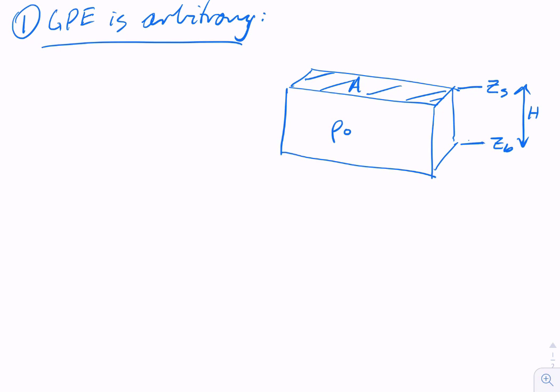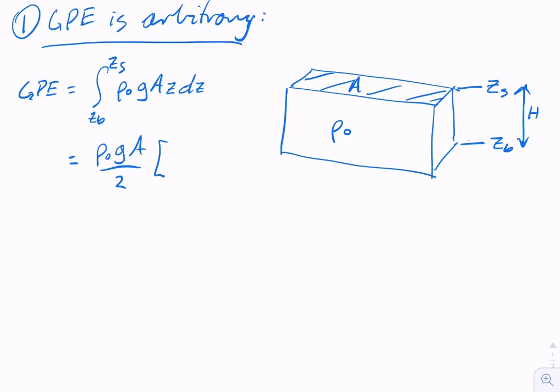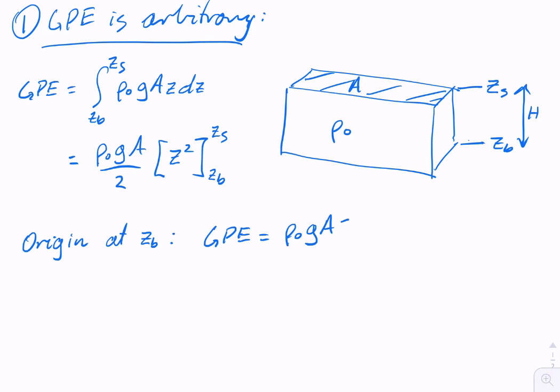Now, since the density is constant, the GPE of this box of fluid is simply the integral from ZB to ZS of ρ0 g A z dz, from which we extract the constants to give ρ0 g A on 2 times the difference between z squared at the surface and the bottom. Here we see that if the origin is defined to give z equals 0 at the bottom of the tank, then GPE is simply ρ0 g A z squared on 2.